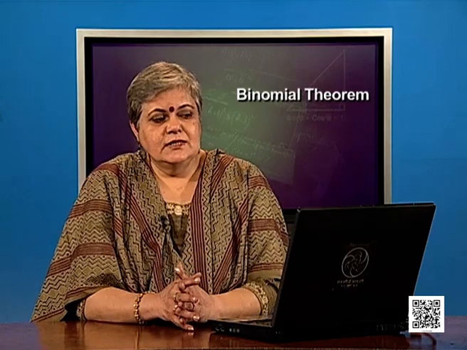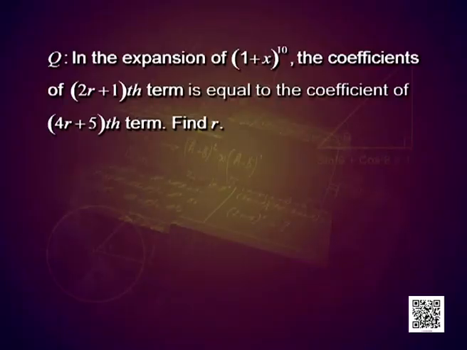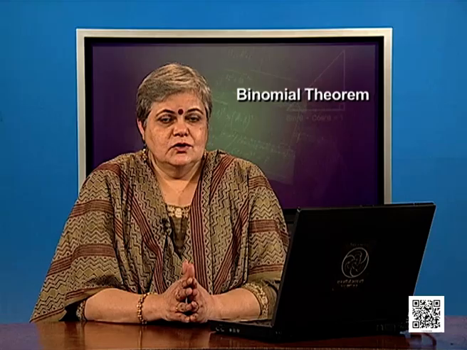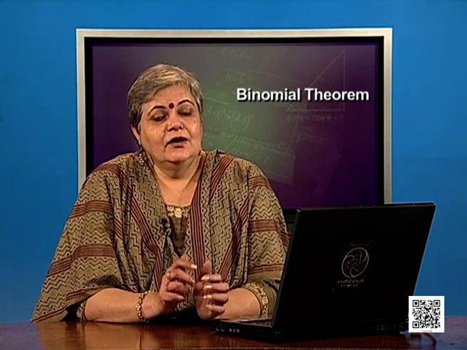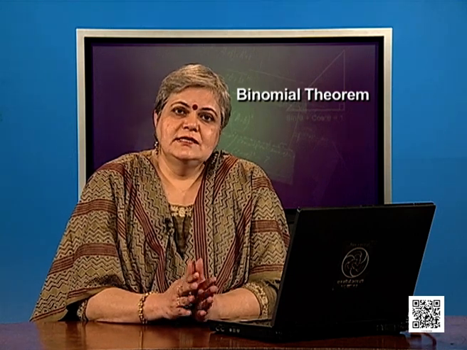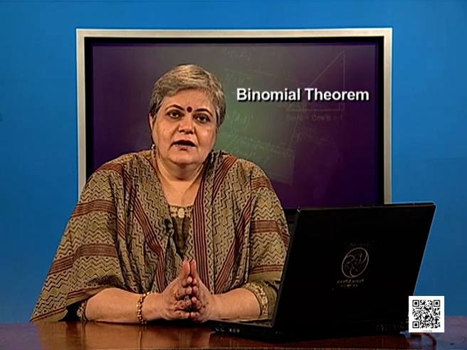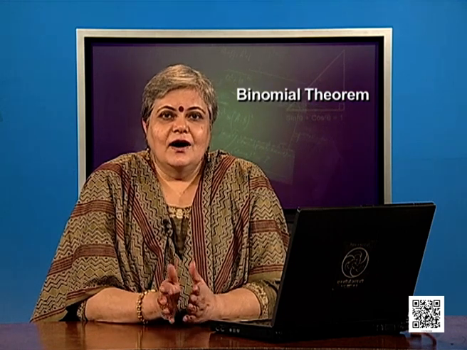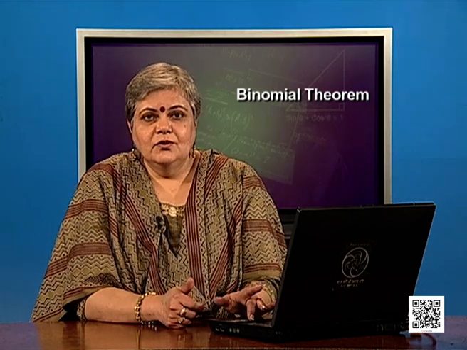The first problem says, in the expansion of (1 + x)^10, the coefficient of the (2r+1)th term is equal to the coefficient of the (4r+5)th term. You have to find r. So, we are talking about the expansion of (1 + x)^10. So, the binomial is 1 + x, and therefore, the coefficient of the (2r+1)th term will be the same as 10C2r, right. That is what we are going to make use of.